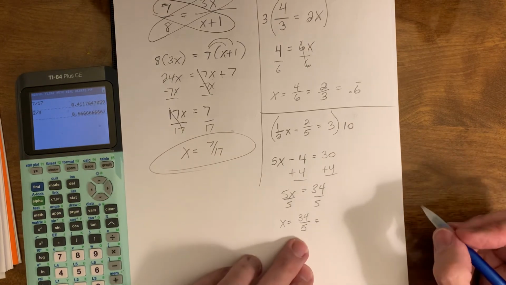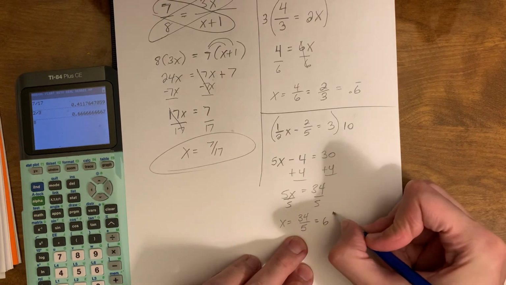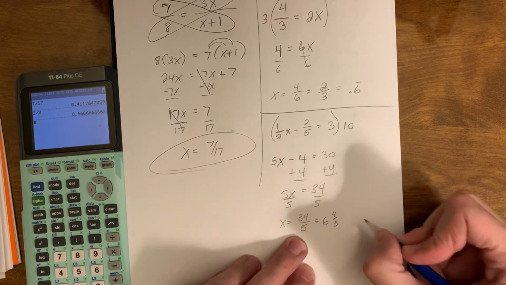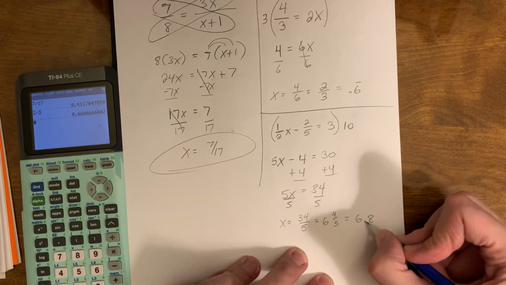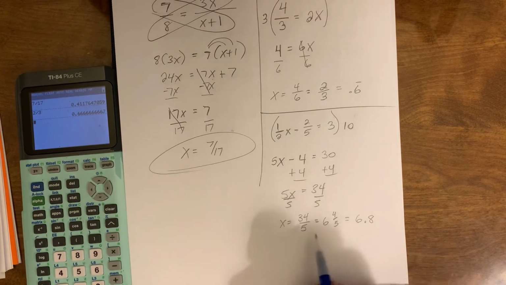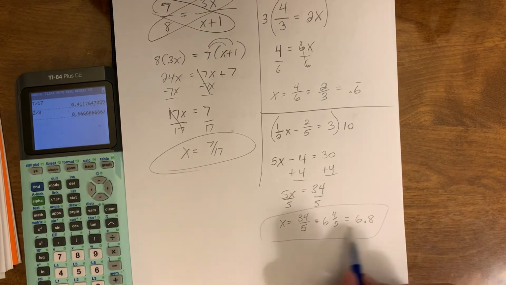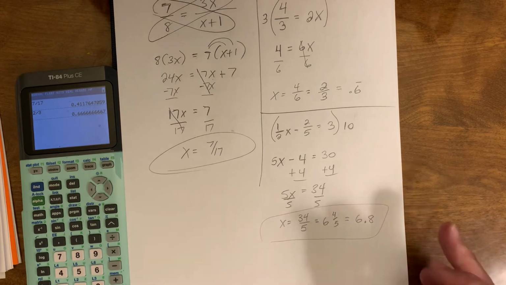If you want to make a mixed number out of it, 5 goes into 34 6 times with 4/5 left over. You could also call that 6.8. It does terminate right there, so it's done. Any of these 3 answers are fine: improper fraction that is reduced, mixed number, which is fine, or the decimal. This time it terminates. There's no problem with it.